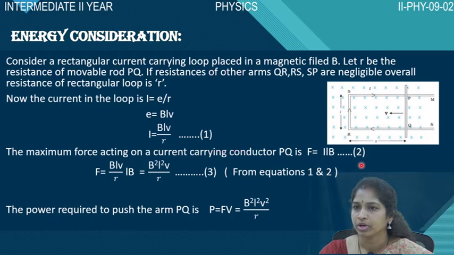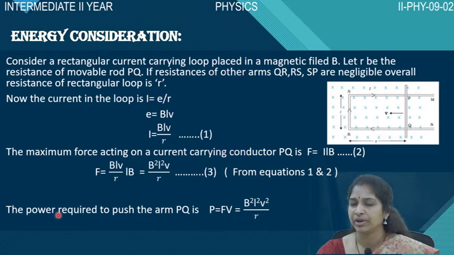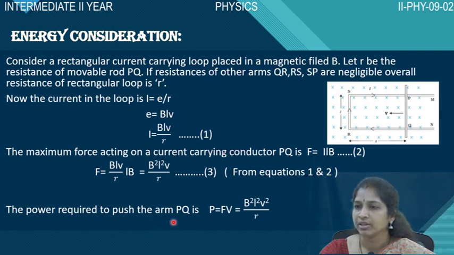So we can also calculate the power. We know the power required to push this arm in the magnetic field is P equals F into V. This is the expression for power. Now we know F, so substitute that F value here. So P equals B square L square V by R into V. So the power required to push the arm is B square L square V square by R.